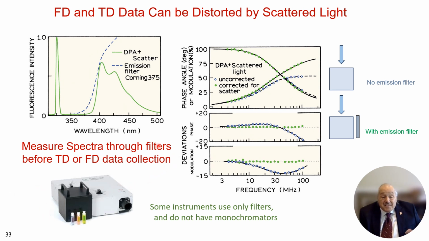And the reason I mention this, and I put this in bold red letters, is to remind you that if you're using an instrument without emission monochromators, or even with emission monochromators, always measure the emission spectra through the filter that you're going to use. That might seem redundant, but you want to take the filter that you're using in the instrument that you're going to measure the lifetimes with, put it in a regular spectrophotometer, measure the emission spectrum, and be sure that it has cut off the scattered light.